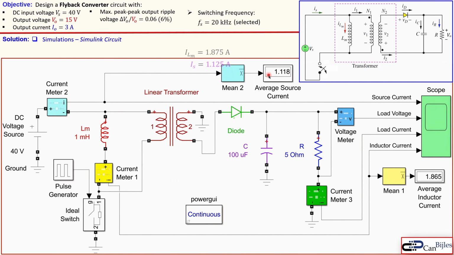What you see is the following. We have measured or calculated 1.875 amps for our average current of this inductor, and the source current average was 1.125 amps. So what do you see? Well, we see here really close values in the simulation, so it is 1.118 amps, so it is pretty close, and here 1.865 amps, so a small error, just a little bit smaller than what we have calculated, so we can say this is perfect.